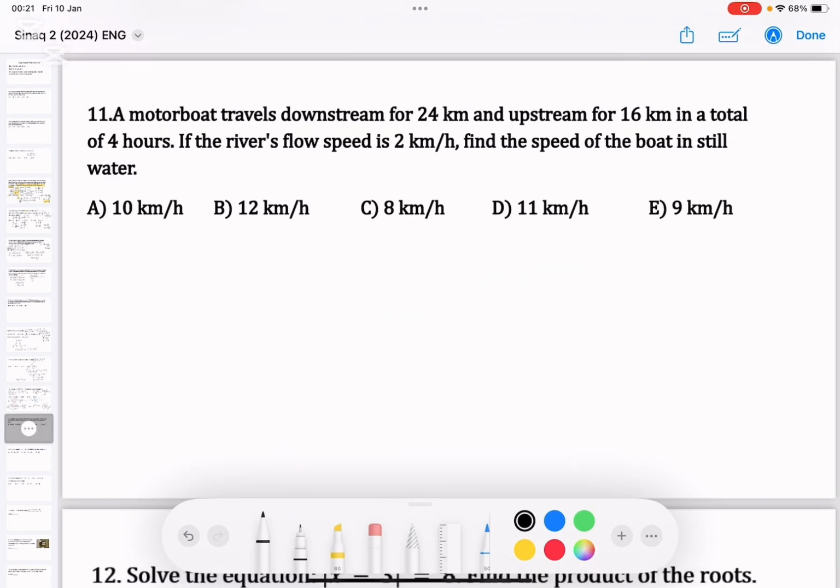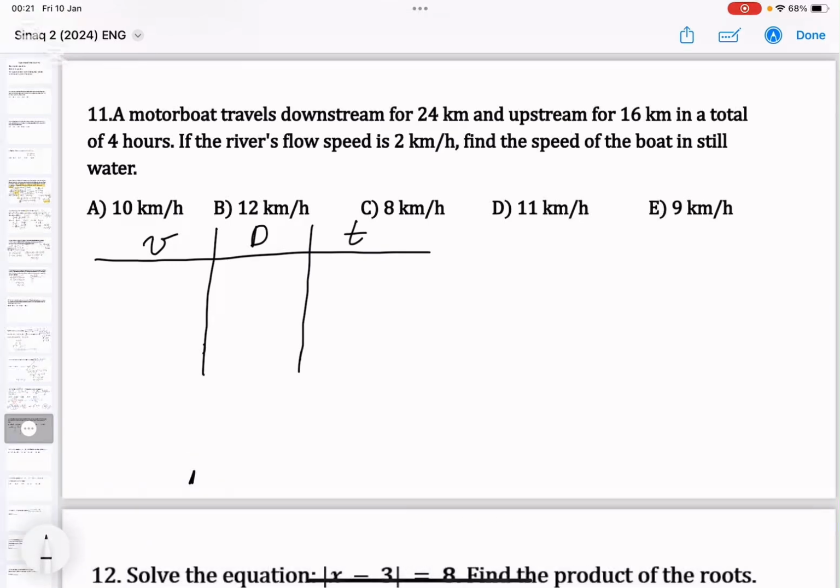A motorboat travels downstream for 24 kilometers and upstream for 16 kilometers in a total of 4 hours. If the river's flow speed is 2 kilometers per hour, find the speed of the boat in still water, or basically find the speed of the boat. So again, we have information about speed, travel distance, and the time spent on it. We don't have the speed of the boat given, but we know the speed of the current.